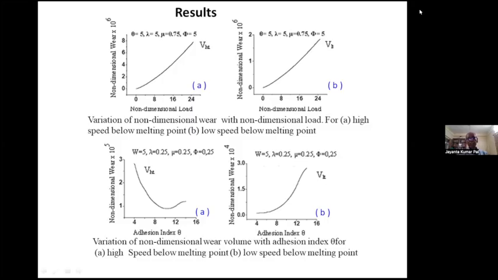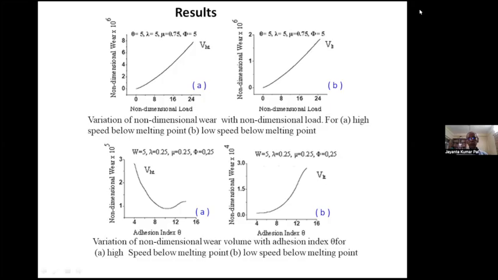Here, probably high speed and low speed make a small difference, which is shown in the different scales given. So the effect of adhesion index on the total wear is shown in these two figures.